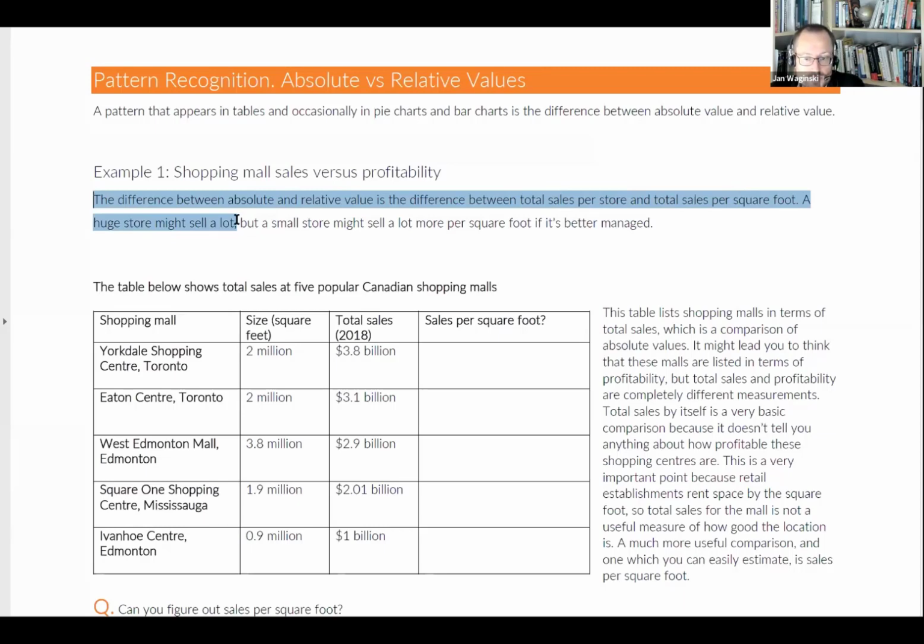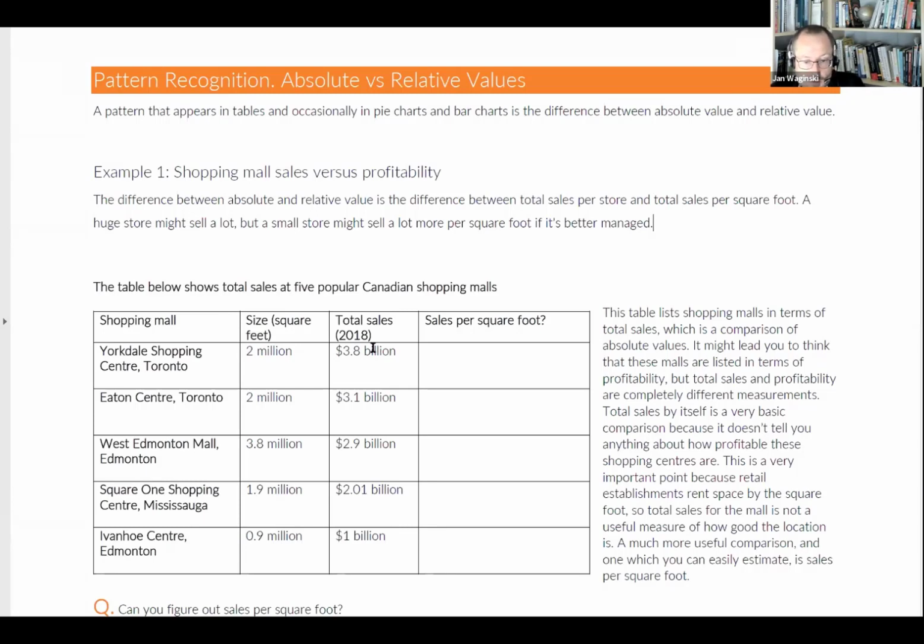So why is that important? Because a huge store might sell a lot, but a small store might sell a lot more per square foot if it's better managed, for example, or if it's in a denser neighborhood, right? So here's some real figures that I found online for some big shopping malls. So Yorkdale Shopping Centre, 2 million square feet, has nearly $4 billion in sales.